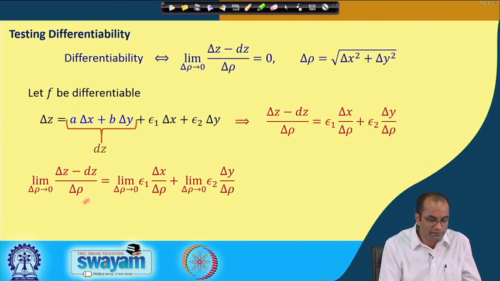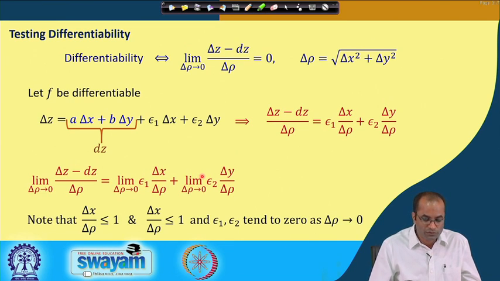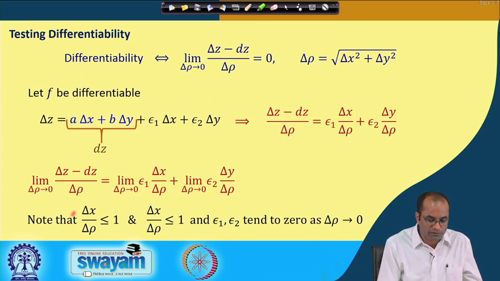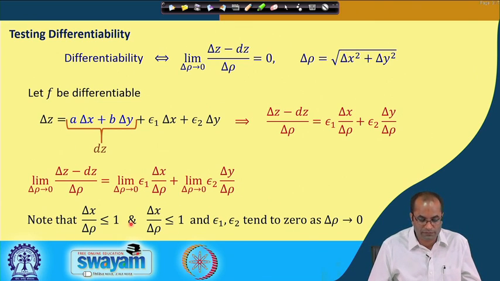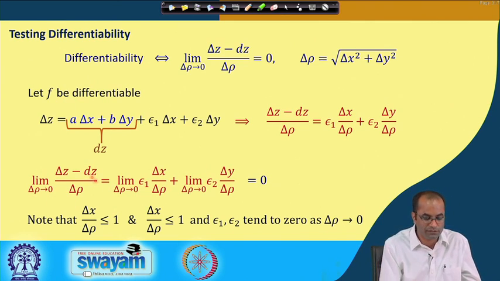So, when taking the limit, we observe, because of the boundedness of these two terms, and we know the properties of this epsilon 1 and epsilon 2, that they go to 0 as delta rho goes to 0, meaning delta x goes to 0, delta y goes to 0. So in this case we can prove that this limit is equal to 0 because of the boundedness of these terms. So this is the limit which we want to show: if f is differentiable, this must be equal to 0.